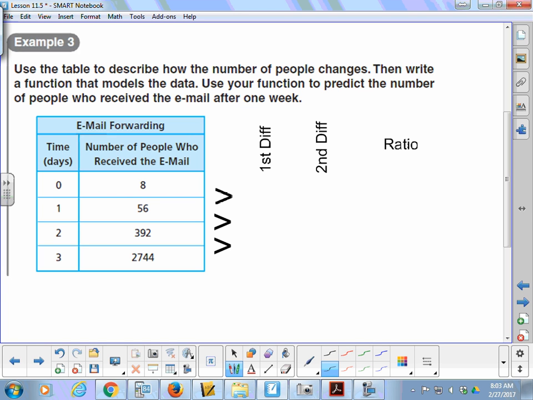So 2744 minus 392, that is, oh, somebody help me out with that one. 2,352, great. All right, then 392 minus 56 is 336. All right, 56 minus 8 is 48. Okay, so the first differences are not the same, so we know that it's not linear. All right, so we're going to check the second differences then.